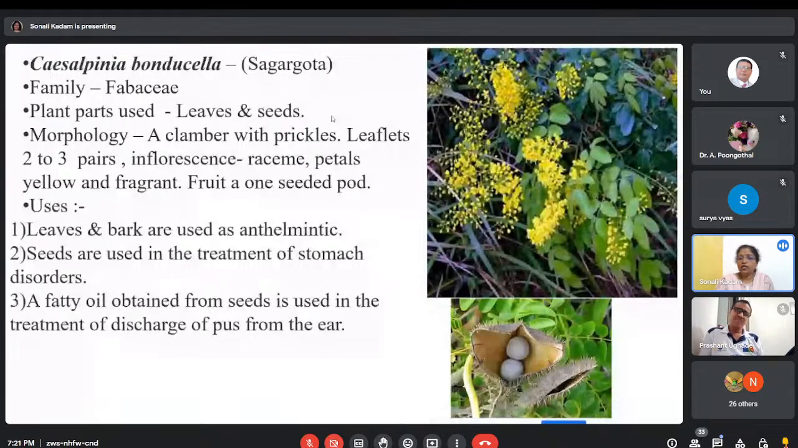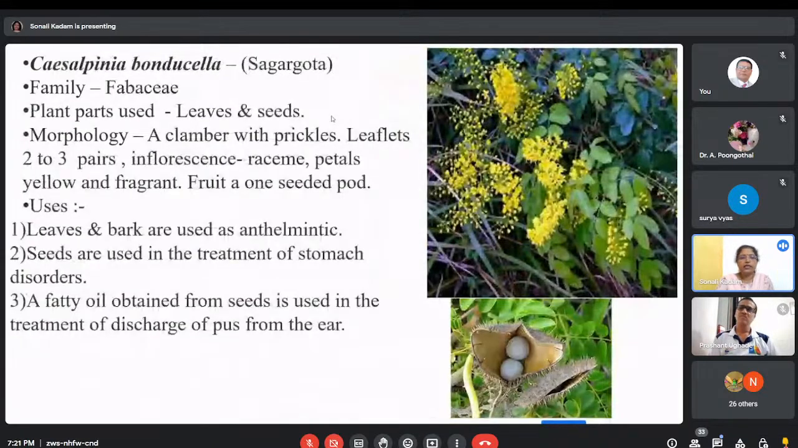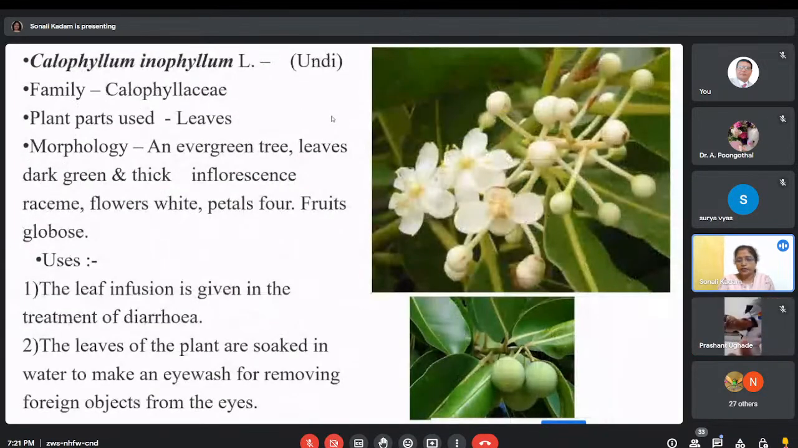Then the undi. If you are from Konkan, you must have seen this undi. Even this Bonduc, the Sagargota, is also there in the Konkan areas. Mostly in the seashore areas, these undi plants are seen.